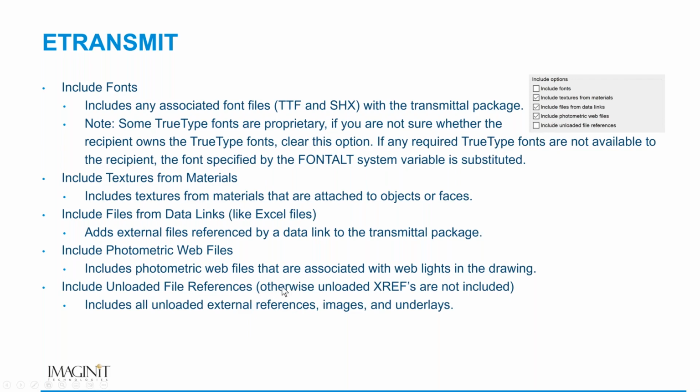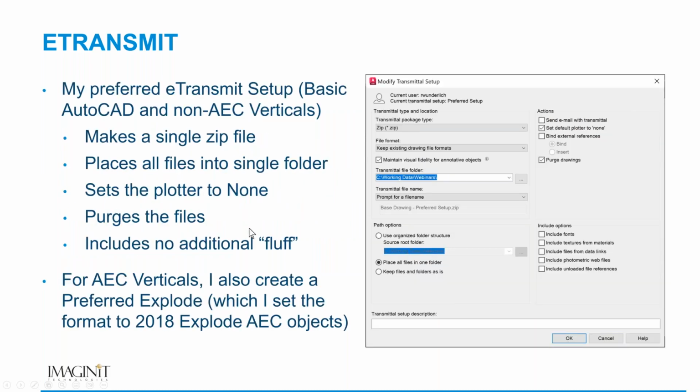If you have this unchecked, only the loaded XREFs in the drawing at the time that you run the eTransmit are included. Otherwise, it will ignore all unloaded XREFs. Right, so this is my preferred eTransmit setup. This is my basic AutoCAD and non-AEC verticals setup: it makes a single zip file and places all the files in a single folder. Right here, I set the plotter to none, and I don't include any of the additional fluff other than purge drawings.